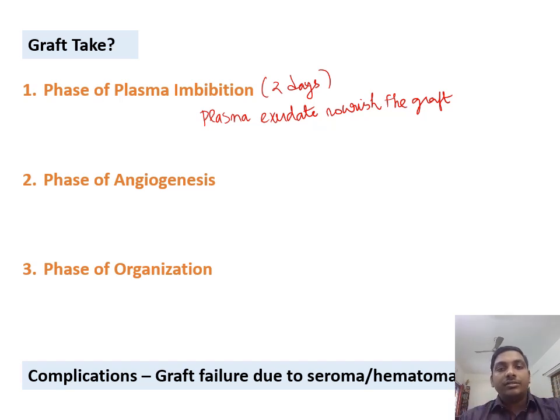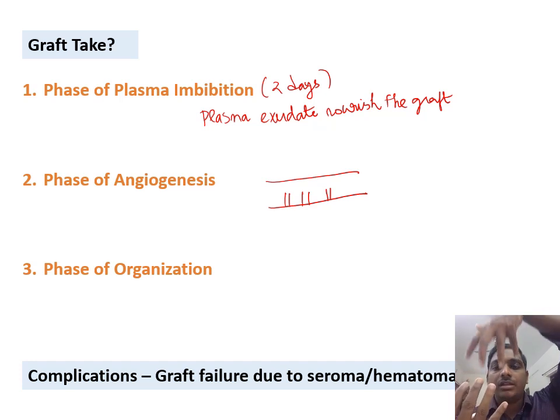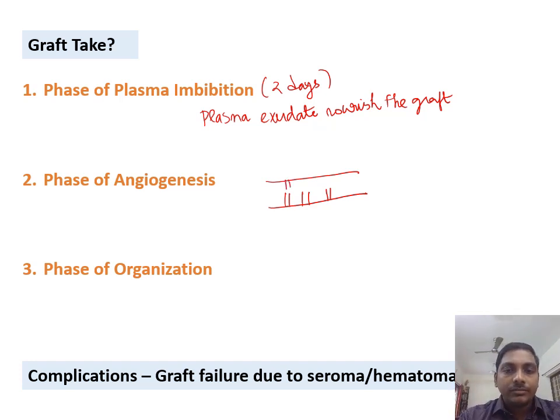In the angiogenesis, this is the graft, this is the granulation tissue. There will be new blood vessel regeneration from the recipient area as well as from the graft. This phase is called inosculation. There will be blood vessels from the graft and from the granulation tissue, and they will be kissing together. That is called inosculation.